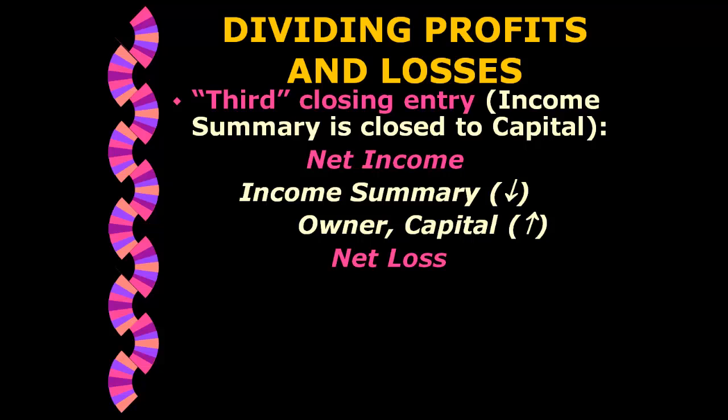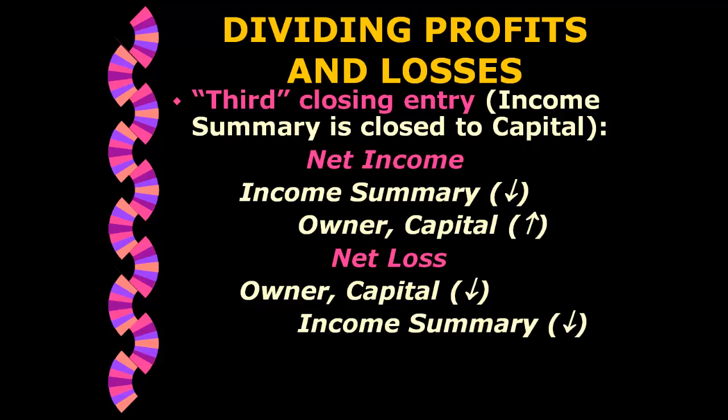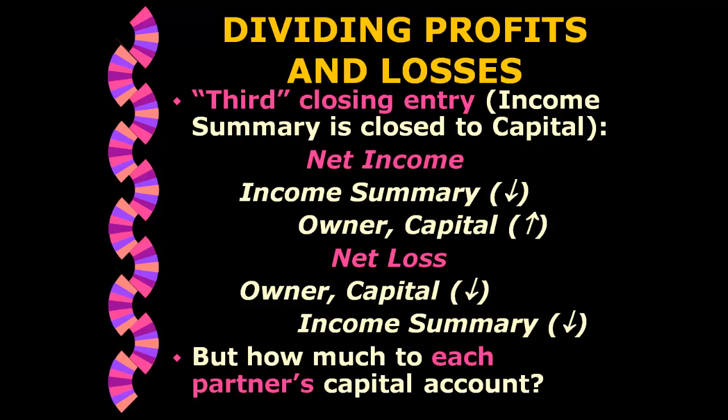If we have a net loss, we have to make just the opposite entry. We have to credit income summary to get its balance down to zero, and then we have to debit the owner's capital. Debiting the owner's capital makes it go down. Well, if we had a net loss, the net loss also makes the net worth of my business go down. Now, with a sole proprietorship, the amount of the third entry, what it took to close out income summary, went automatically to the owner's capital.